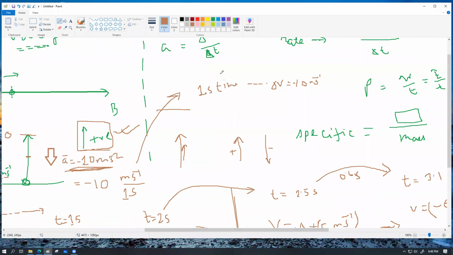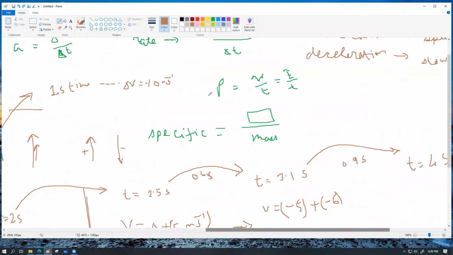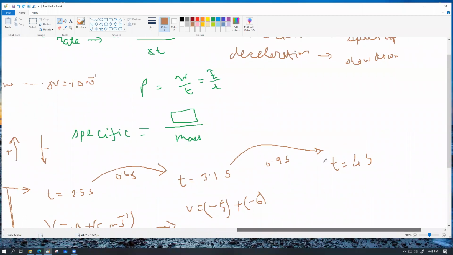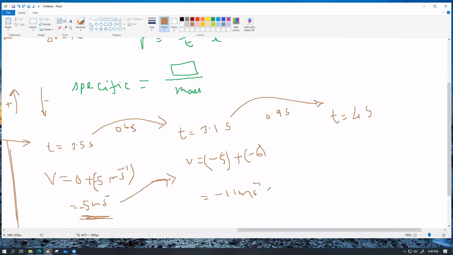1 second of time gives us a delta v of 10 meters per second. So how much delta v should we have in 0.9 second? 9. In 1 second you get minus 10, so in 0.9 second you're going to get 9. You just do the multiplication in the unitary method, which means the total amount of change we're going to have is minus 9. So I'm going to change this thing over here. v is going to be minus 11 plus minus 9. How much are we getting? Minus 20. Minus 20 meters per second.